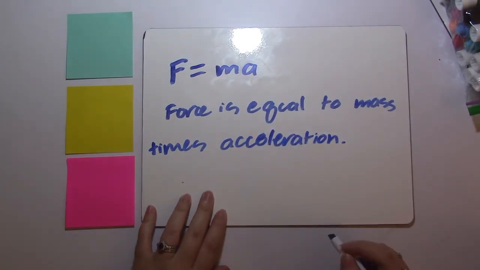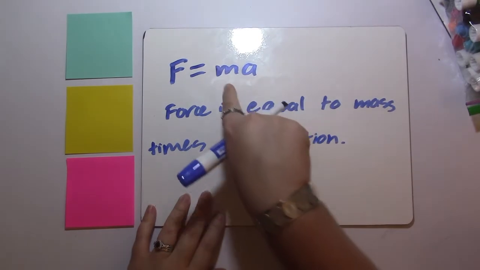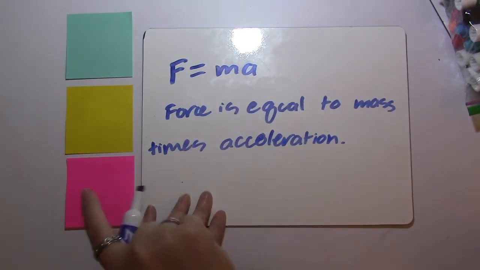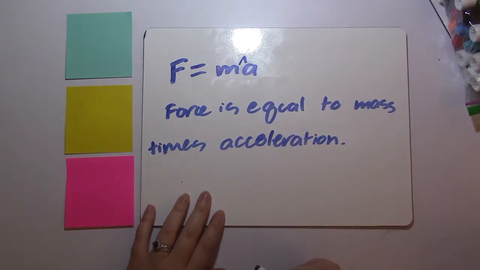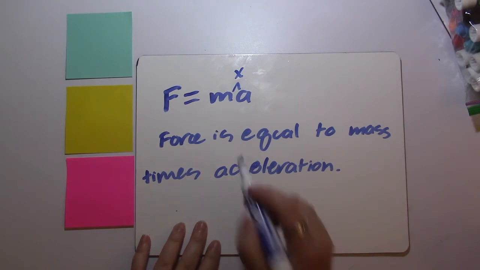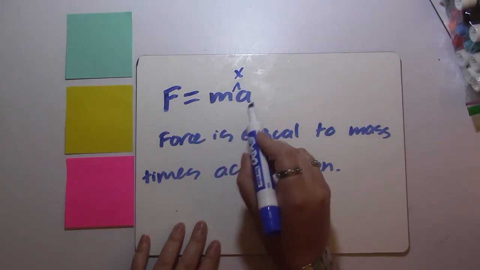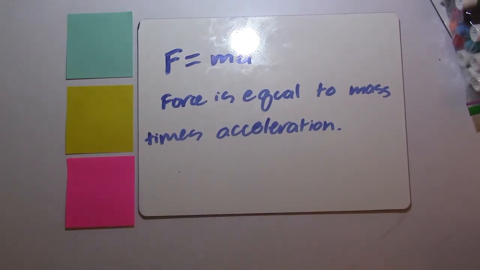There we go. When working with this equation, there's a couple things to keep in mind. The first thing is that when we have two letters right next to each other, there is an invisible multiplication symbol between them. So when you are doing that equation, remember that you multiply mass and acceleration because of that invisible multiplication sign in between it.